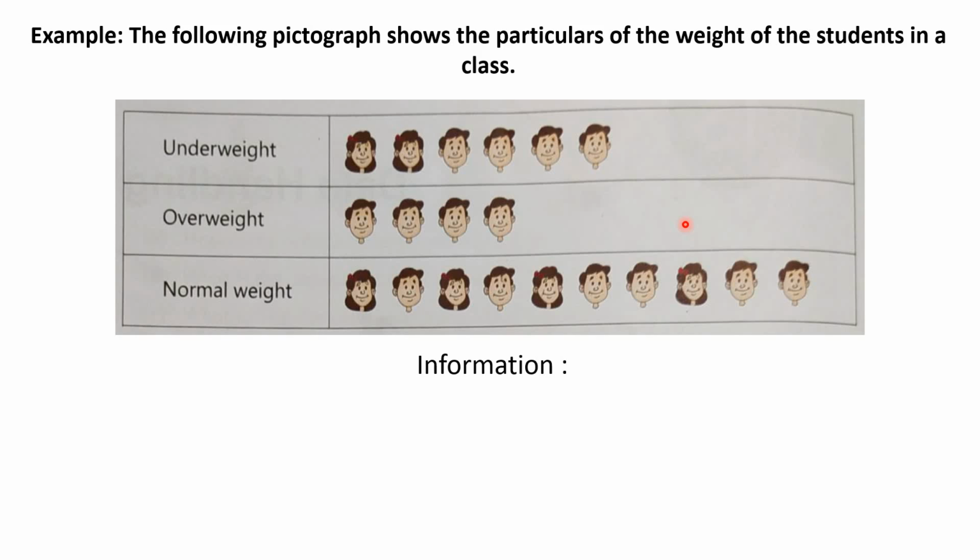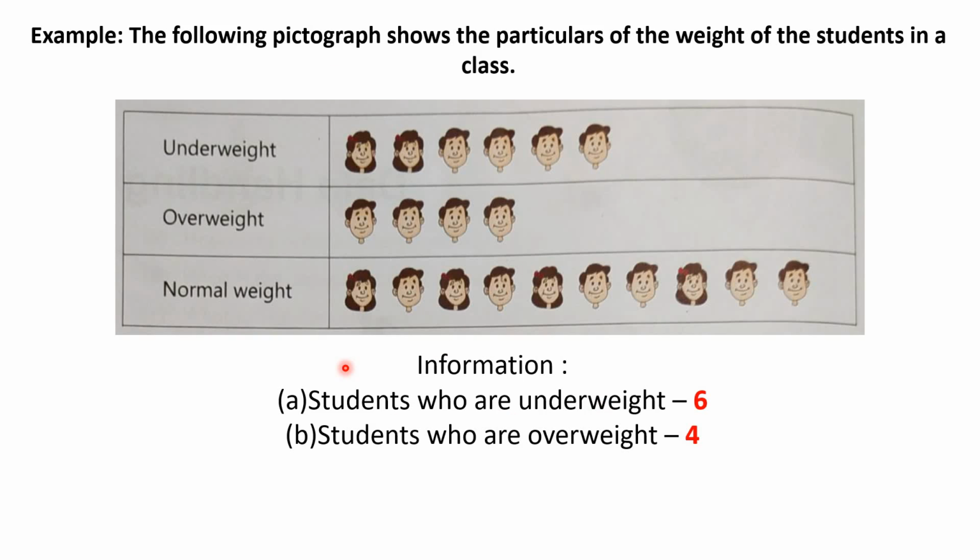Next example: the following pictograph shows the particulars of the weight of the students in the class. There are 3 types: underweight, overweight and normal weight. There are this many students in underweight, overweight and normal weight. We will count and give the information that we get. First, students who are underweight. How many students do we have in underweight? 1, 2, 3, 4, 5 and 6. So we have 6 students who are underweight.